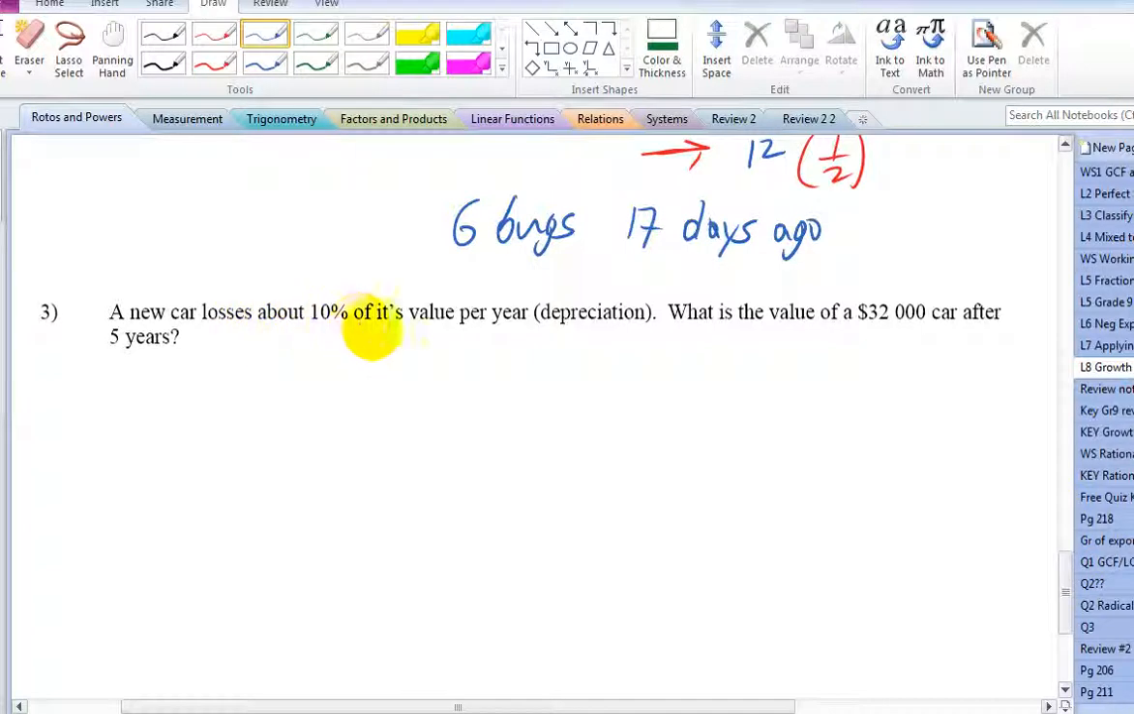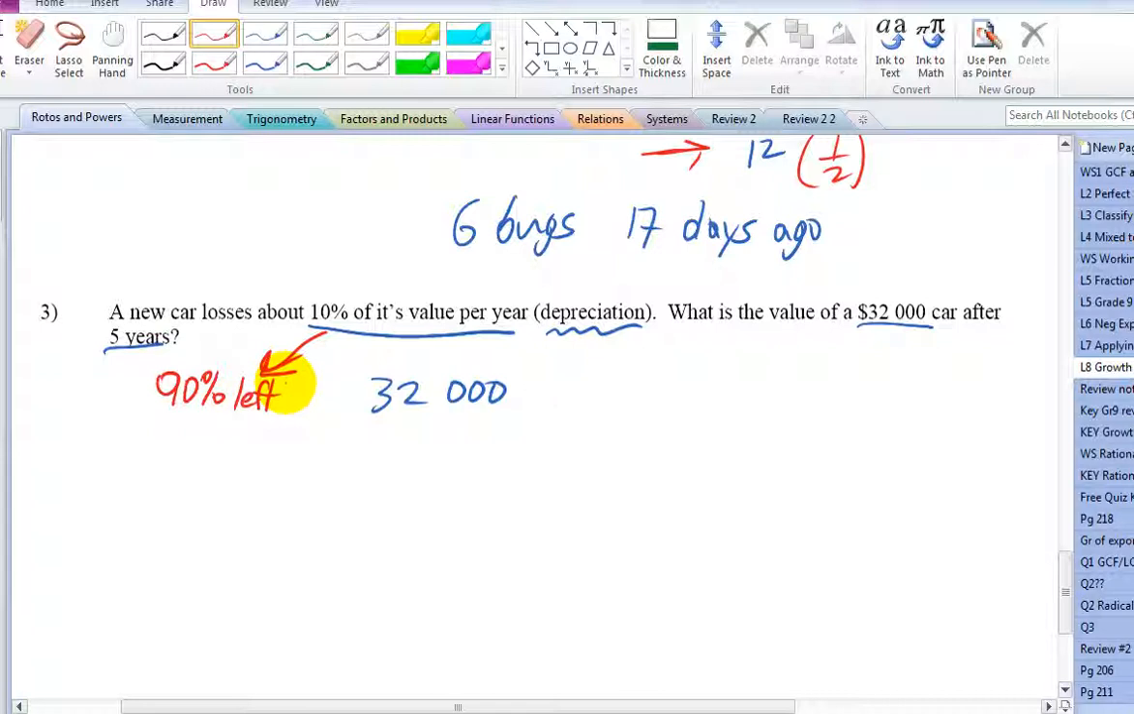Okay, a new car loses about 10% of its value per year. It's called depreciation. So what's the value of a $32,000 car after 5 years? Bingo! So what we're going to do is take 32,000. If it loses 10%, how much is left after each year? 90% left. So we're actually going to multiply it by 90%. And this is going to happen how many years in a row? 5.